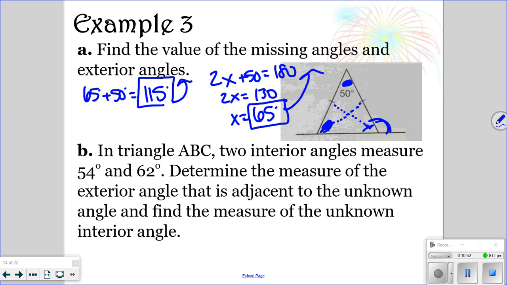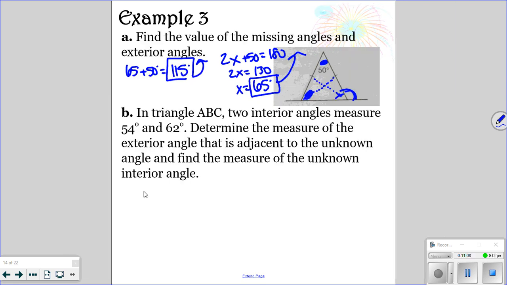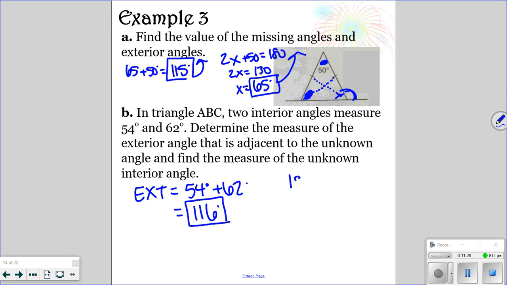For our triangle ABC, we have two interior angles that measure 54 and 62. Determine the measure of the exterior angle that is adjacent to the unknown angle and find the unknown interior angle. So the first thing we need to do is find the exterior. The exterior angle is going to equal the two interior angles that are not adjacent to it, which are 54 and 62. So if you add those together, you get 116 for your exterior angle. And then the interior angle is just 180 minus that exterior angle, which gives you 64 degrees. So that's how you can use your exterior angle formula.